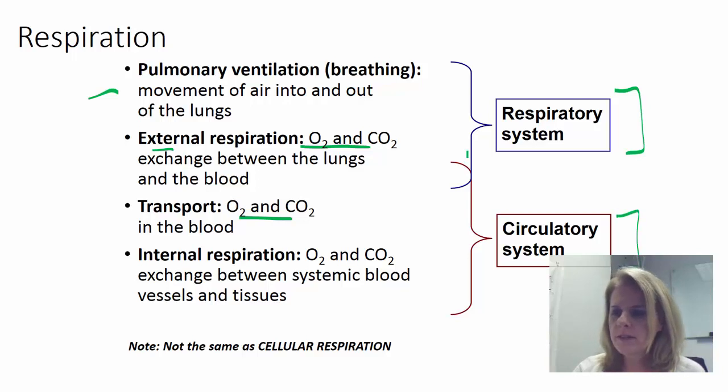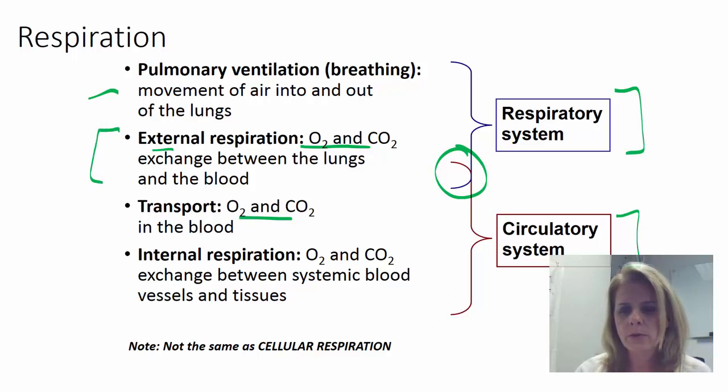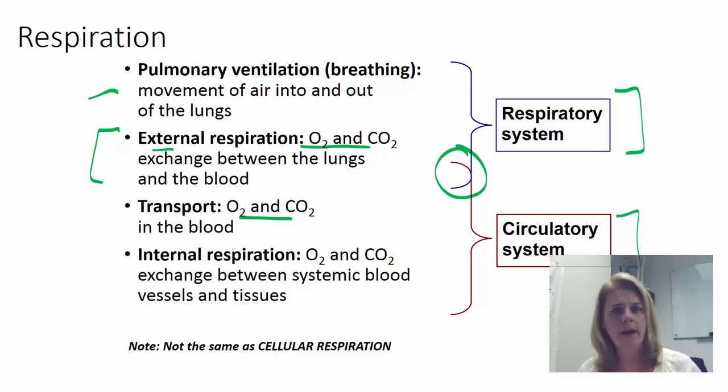Okay, so you can see they kind of cross paths. They're working together for external respiration, because lungs and the heart and vessels are working together. So you're breathing the air, your oxygen, into your lungs. The cardiovascular system is picking that up into the blood. Okay, so you see how those two work together for external respiration.